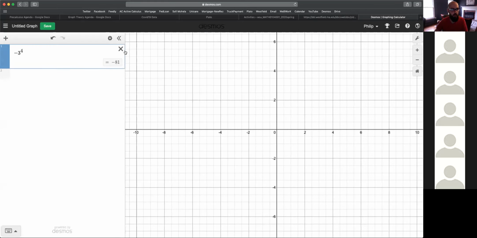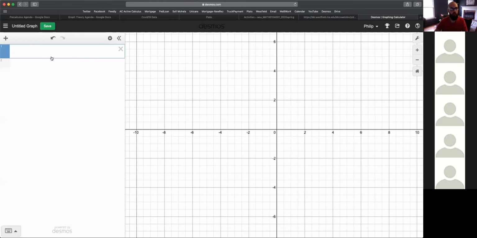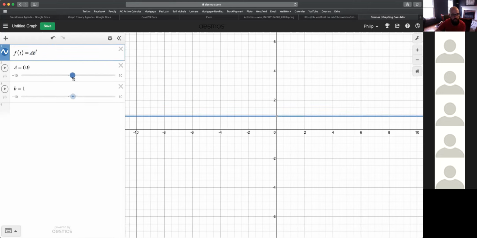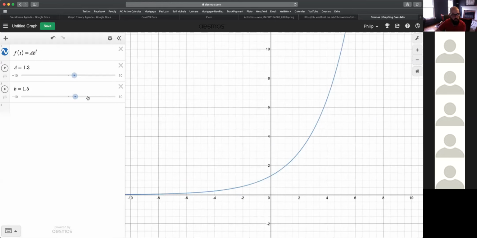So let's bring up our Desmos graphing calculator again, and I just want to explore. I'm gonna type this equation into Desmos, and we'll go ahead and explore what these different parameters give us. Okay, so I just typed f of t equals a times b to the t, and we can then go through and sort of change these parameters around, this a, and see what's happening, and then we can change this b around and see how it changes our graph.